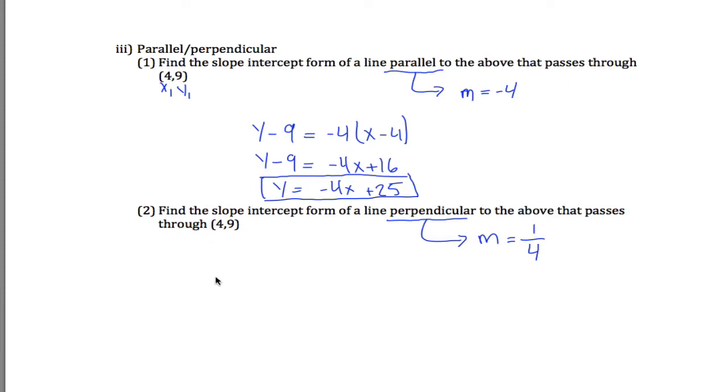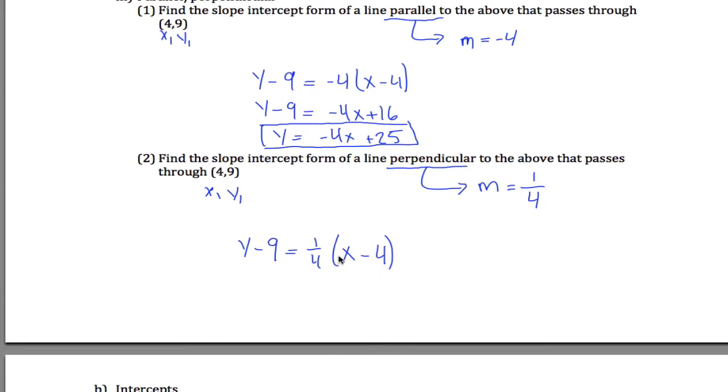Now that I know the slope, I can do the exact same method. It gave me a point. I want slope-intercept form? Sure. Y minus y1 equals m times x minus x1. But that's not the answer it wants. This is point-slope form. It wants slope-intercept form. So go through those same steps to make it look like y equals mx plus b. Distribute the 1/4. Add 9 to both sides. You got your answer.